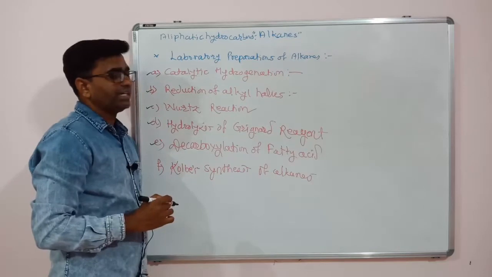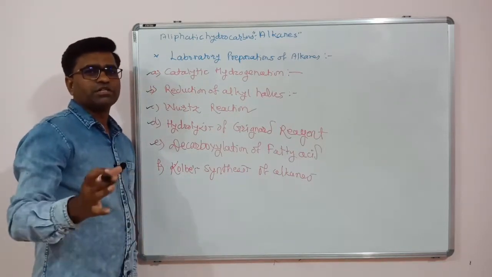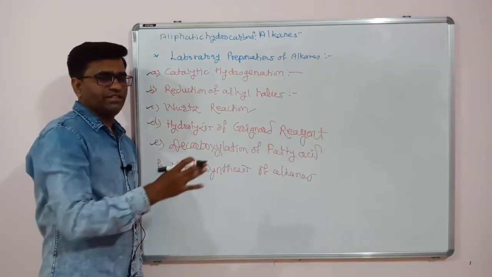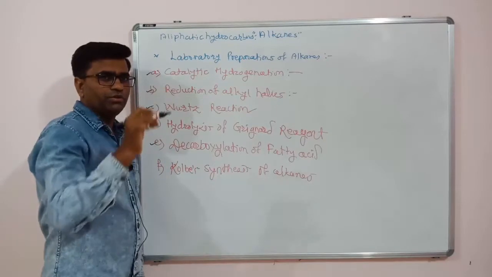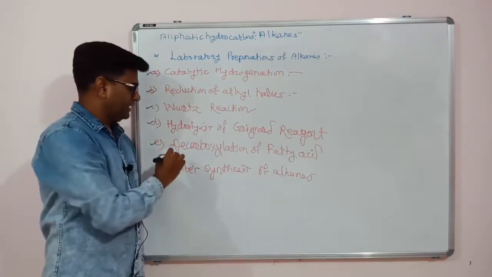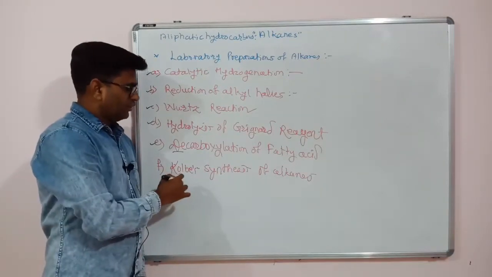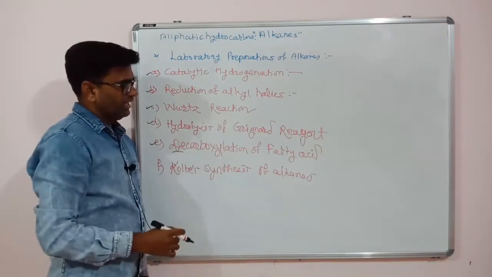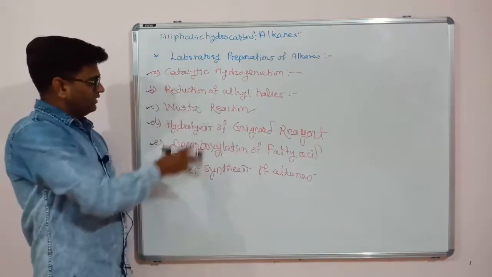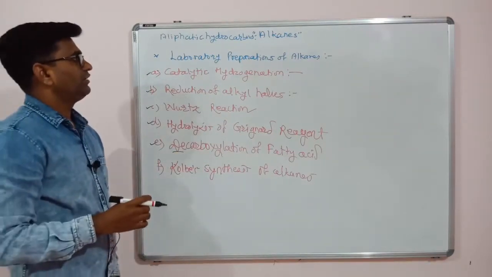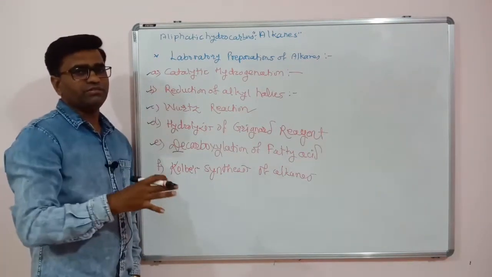Decarboxylation of fatty acids. As you know, the fatty acids means aliphatic carboxylic acids are called fatty acids. मग ॲसिडमध्ये कोणता ग्रुप असतो? C double bond OH, तो निघून जातो. De म्हणजे निघून जाणे, decarboxylation of fatty acids. Then Kolbe synthesis of the alkanes, so this is also a decarboxylation reaction. So these are the 6 methods you can prepare alkanes in the laboratory. Now we will see one by one.